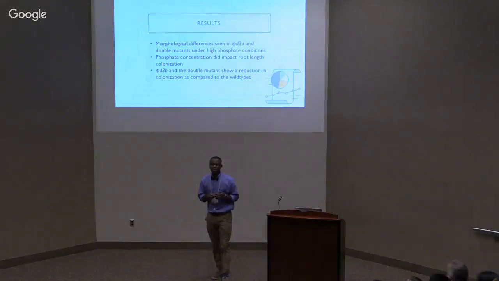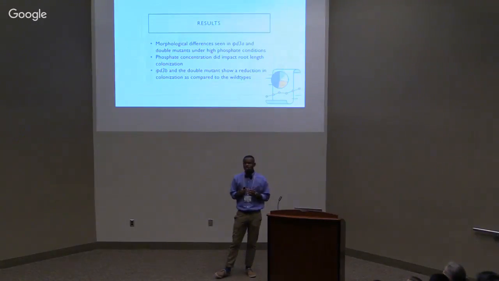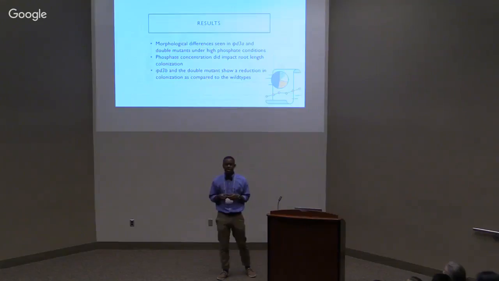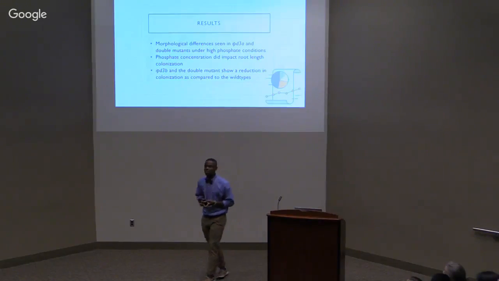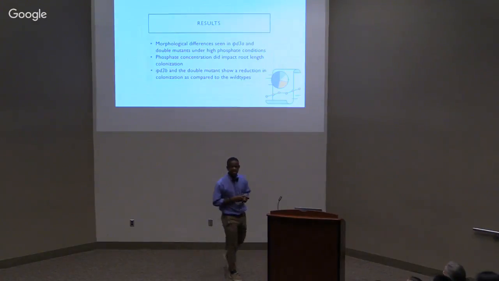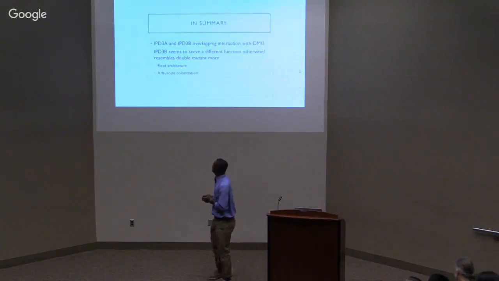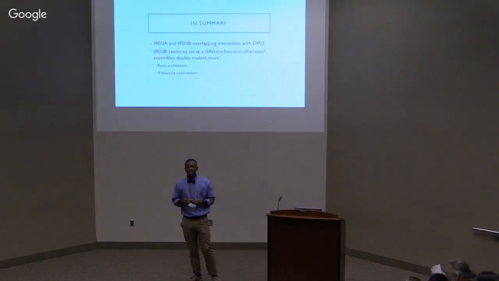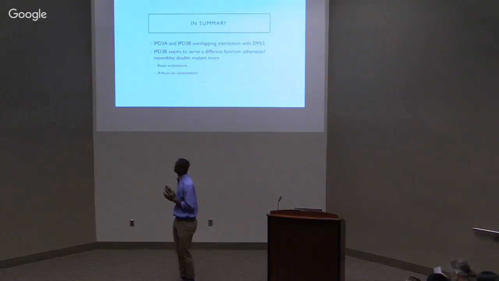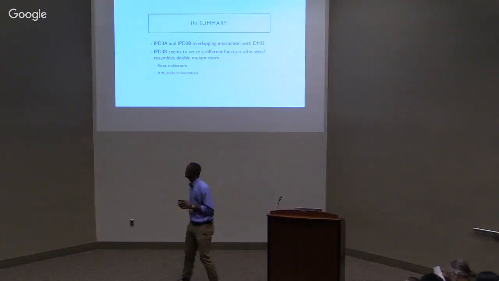So the results show that morphology did differ within the high phosphate IPD3B and IPD3 double mutant. Phosphate concentration did impact percent colonization, and IPD3B seemed to resemble the double mutant much more than it did the other genotypes. So in summary, it appears that IPD3A and IPD3B are functioning differently, and this should be explored more in the future because they're both important in allowing our arbuscular mycorrhizal symbiosis to go forward.